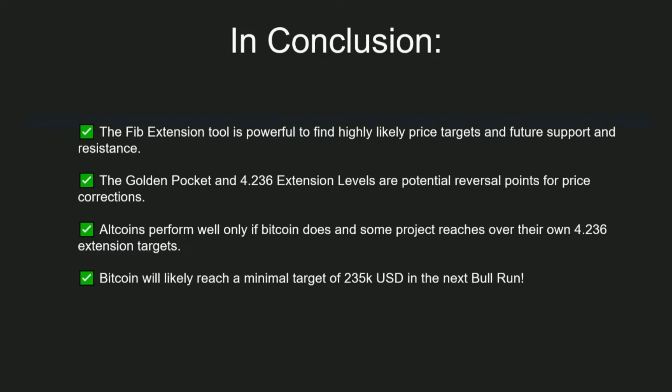So in conclusion, what we need to take note of is the following. The Fib extension tool is powerful to find highly likely price target and future support and resistance. The golden pocket and the 4.236 extension levels are potential reversal points for price corrections. Altcoins perform well only if Bitcoin does, and some projects reach over their own 4.236 extension targets, depending on the fundamentals, the hype, the tokenomics, etc. And from our analysis, Bitcoin will likely reach a minimal target of 235k US dollars in the next bull run.